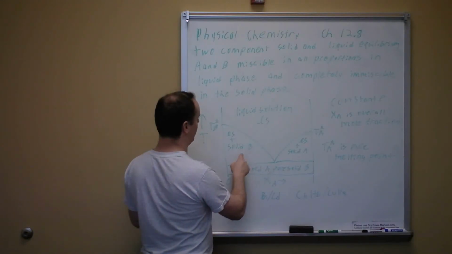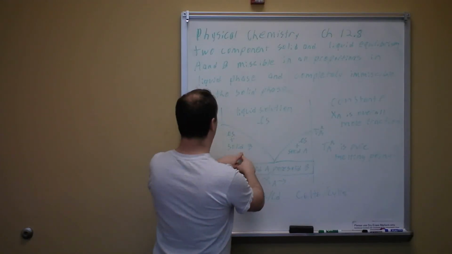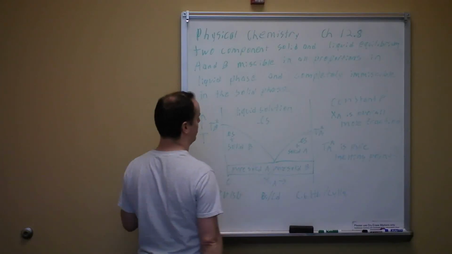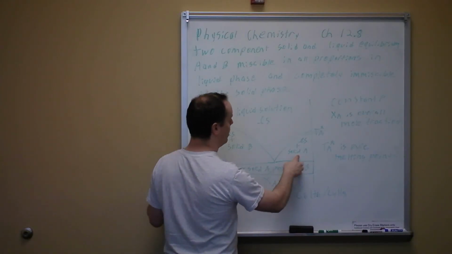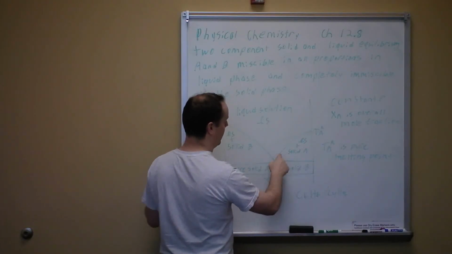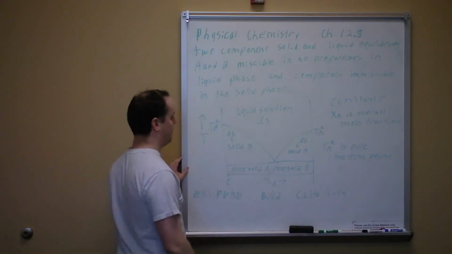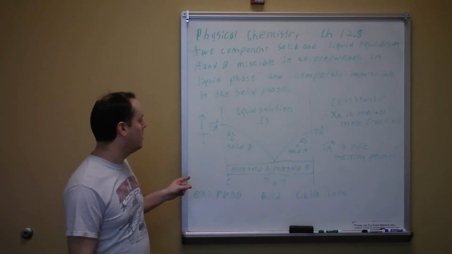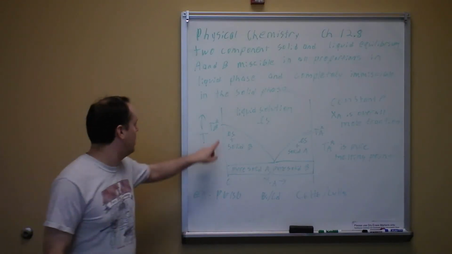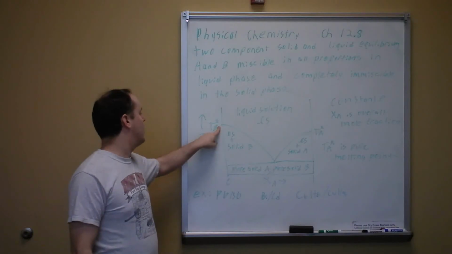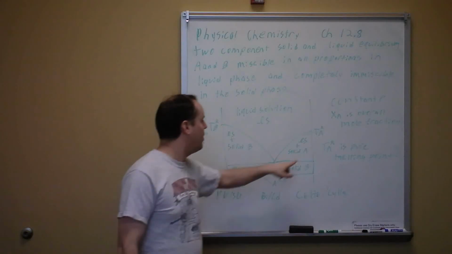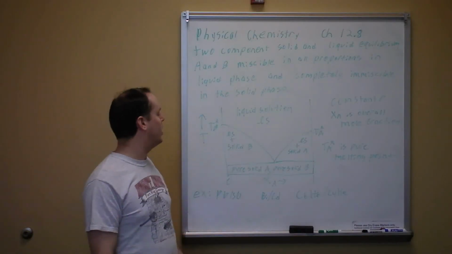However, let's say you're in this region here. Well, you draw the tie line, and you say, okay, we've got pure B and liquid solution. And likewise, if you're anywhere in here, you draw the tie lines, and you see, okay, I've got liquid solution and pure A. And then of course, the TB star, remember, this is the melting point of pure B. And then over here, this would be the melting point of pure A.